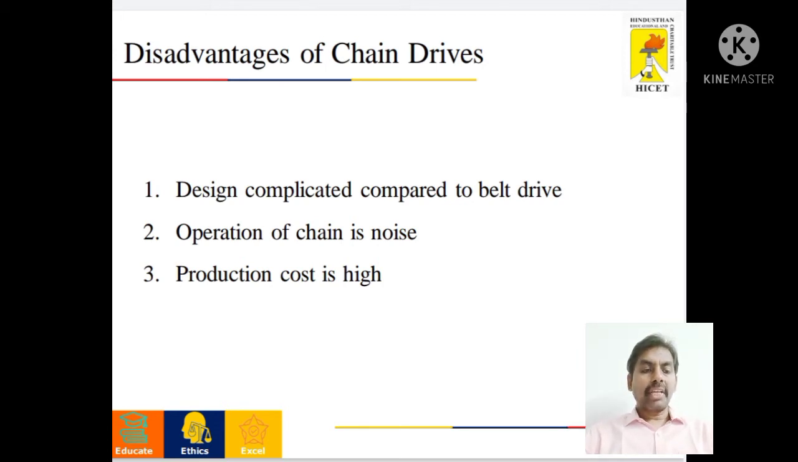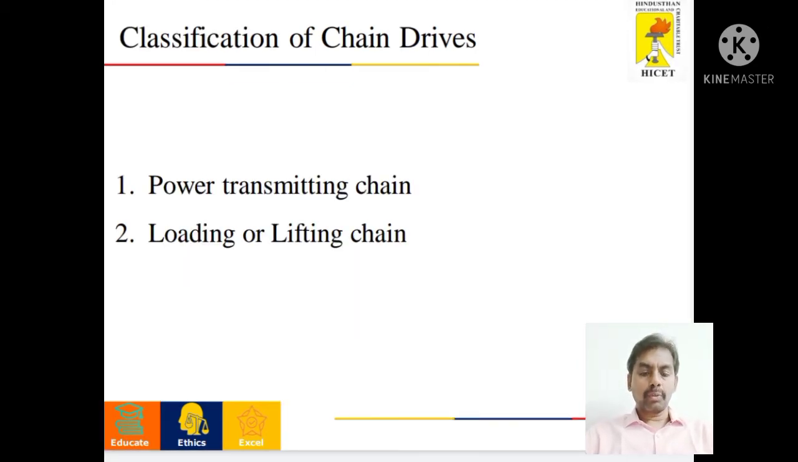So see the classification of chain drive. First one is power transmitting chain, and the second one is loading or lifting chains. There are two types of chains used in the classifications. Next one is chain drive, chain sprocket, chain housing, and slack adjusting. These are all the things you're going to use in the chain drive. So we have seen what the chain drive is, what the classifications are, and what the advantages and disadvantages are.